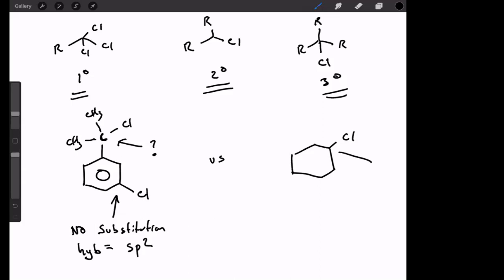What about this substrate? Is this primary, secondary, or tertiary? Everybody's chat shy now that I told them they were wrong. It's not sp2, that's right. This one is sp3 hybridized.